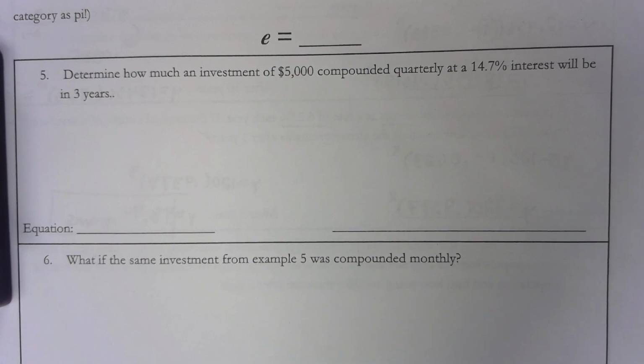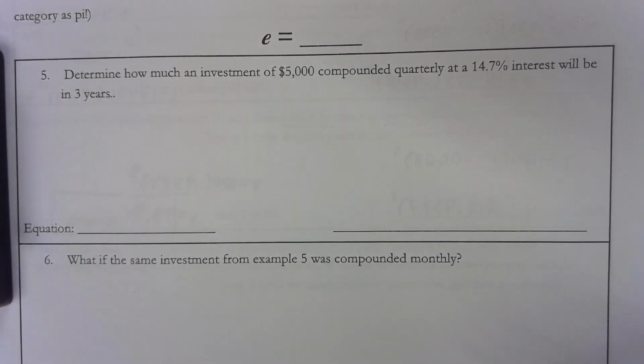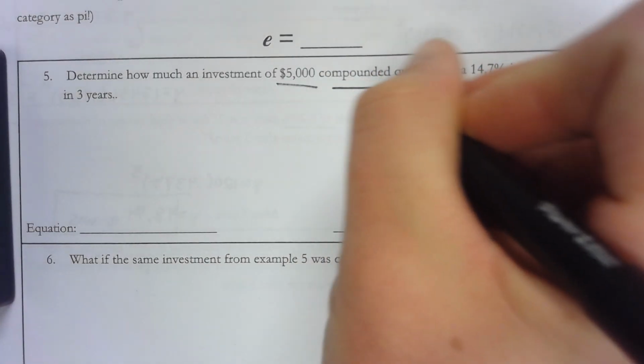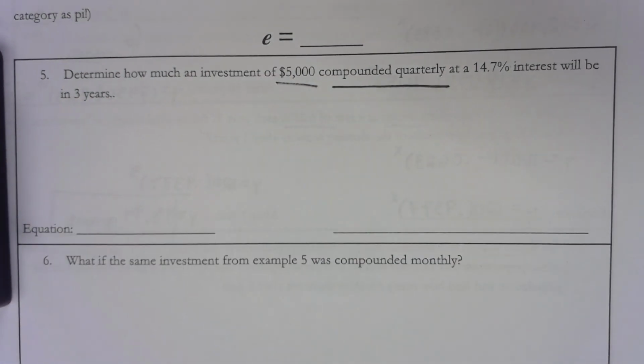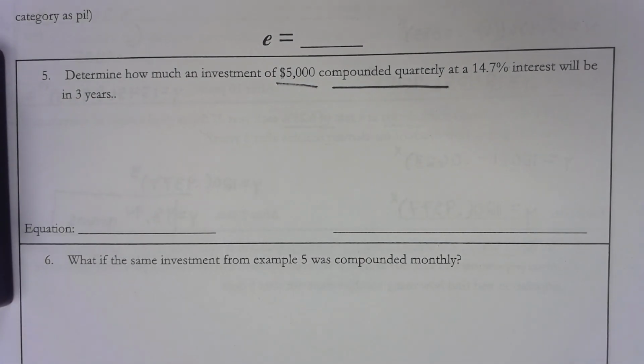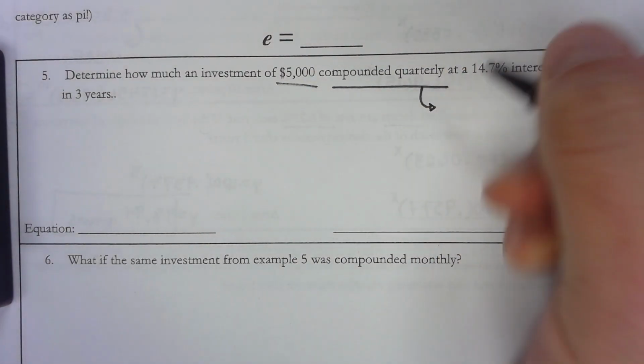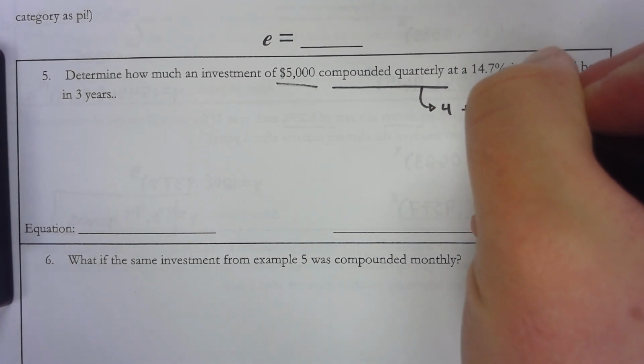And you'll kind of see what I mean here. So it says, determine how much an investment of $5,000 compounded quarterly. So how we know that we're using this formula, again, there's going to be words or language telling us to use it. That compounded is saying use the compound interest equation. Quarterly means that happens 4 times a year. So there's also going to be some language with these describing how often this gets compounded. So quarterly means 4 times per year.